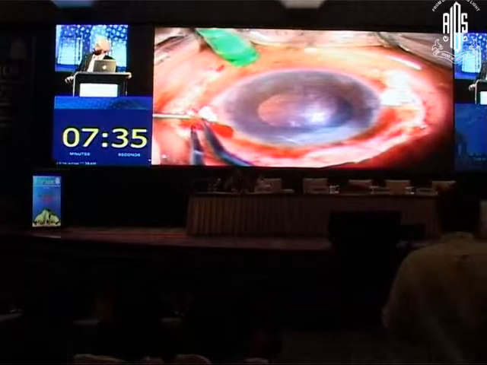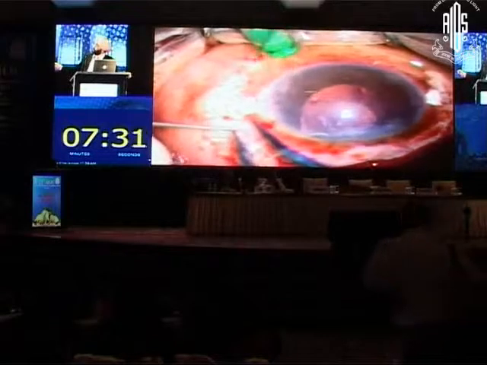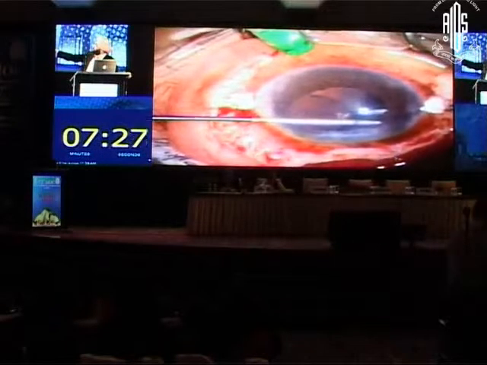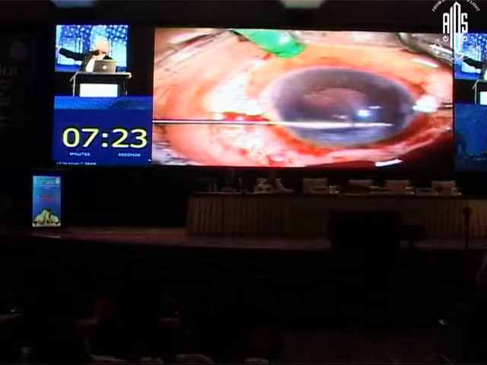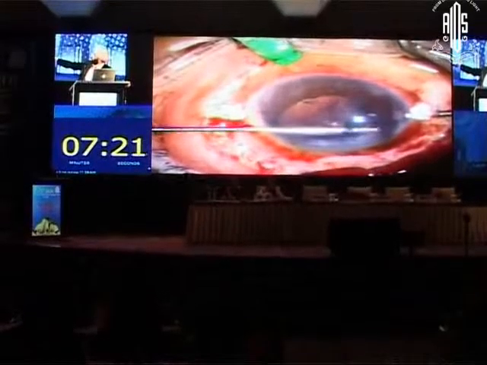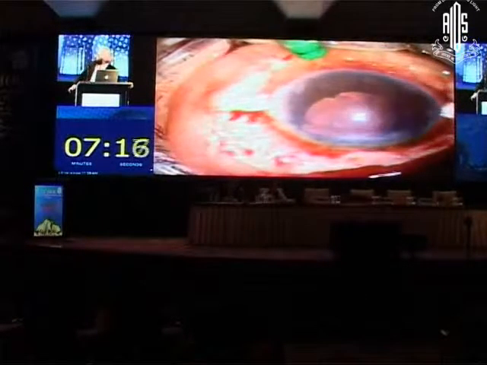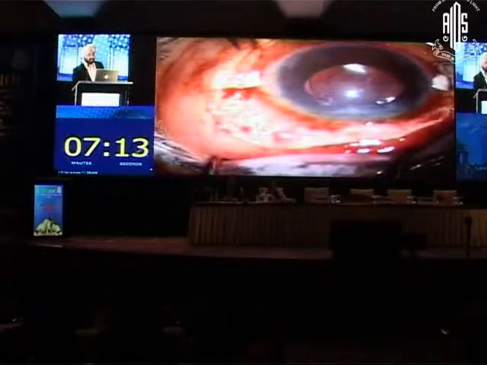So we go ahead and remove the haptics. As you can see, they have been exteriorized. Similarly, this one haptic was on the iris. You are pulling out the haptic, as you can see, from the iris and holding it, and then you are pulling it out.